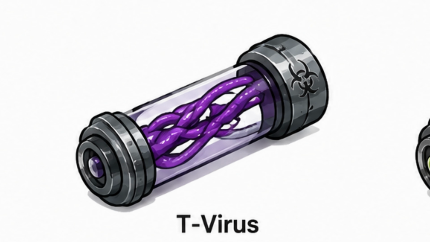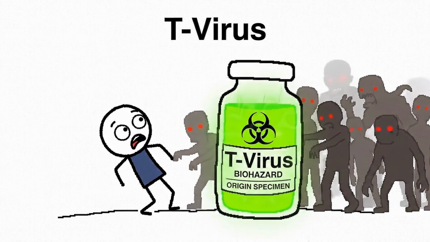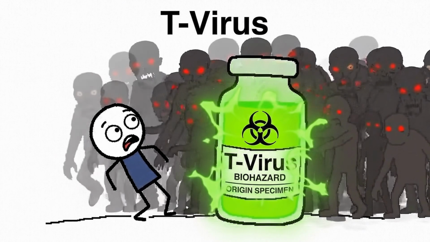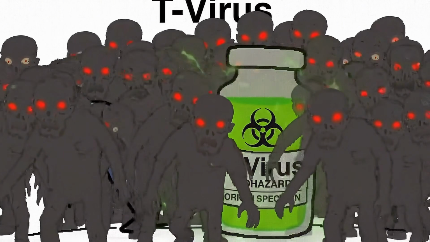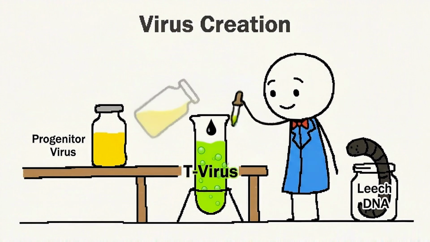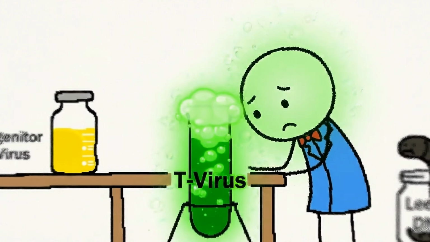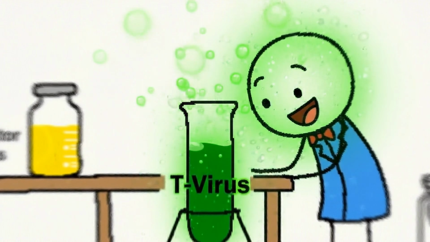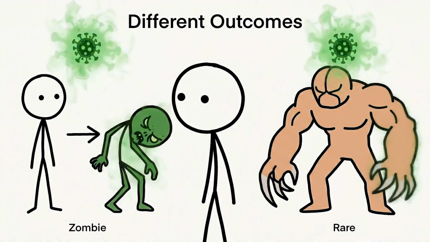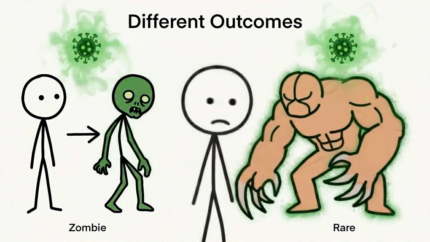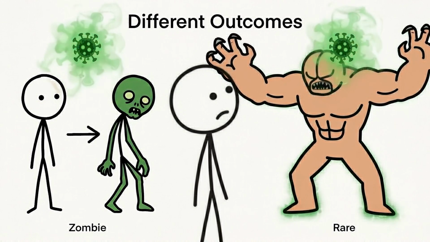T-virus. The T-virus, short for tyrant virus, is the foundation of almost every biohazard in the Resident Evil series. It was developed by the Umbrella Corporation using the Progenitor virus as a base, combined with leech DNA to improve adaptability. Most humans infected with it lose higher brain function and become zombies, while some rare hosts mutate into powerful creatures like lickers or tyrants.